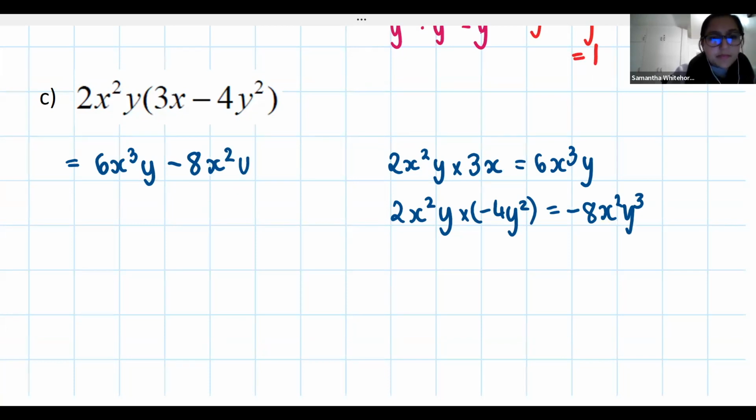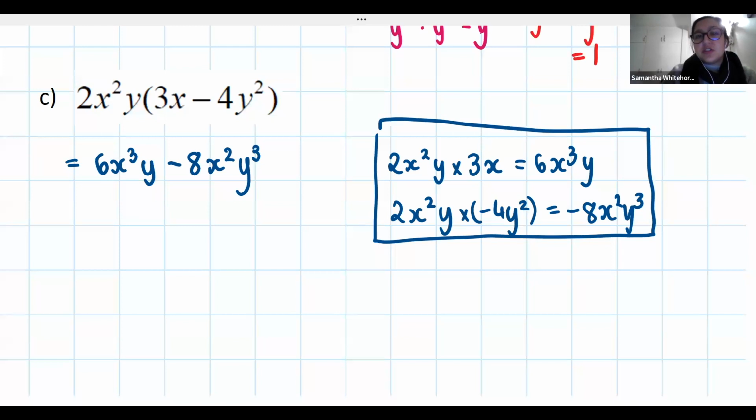No, ma'am. Good. So guys, very importantly, these are not like terms, and so we can't do anything more with them. That's it. So what I've done here is I've just done the multiplication of the distribution. So the 2x squared y times 3x, 2x squared y times 4y minus 4y squared, sorry, just so that you can see them.